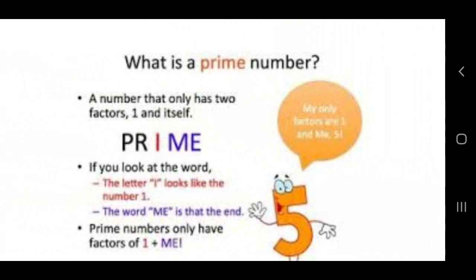So here is an easy trick. That is prime. What is the spelling of prime? Prime. In that, the I looks like 1, isn't it? If you are writing I, it looks like 1. Then me. Me means me. 1 and me. The factors are 1 and me itself. If the number you are considering is 5, 5 has the factors 1 and that number 5. 5 means me here. So this is an easy trick to remember what a prime number is. A prime number has the factors only 1 and that number itself.